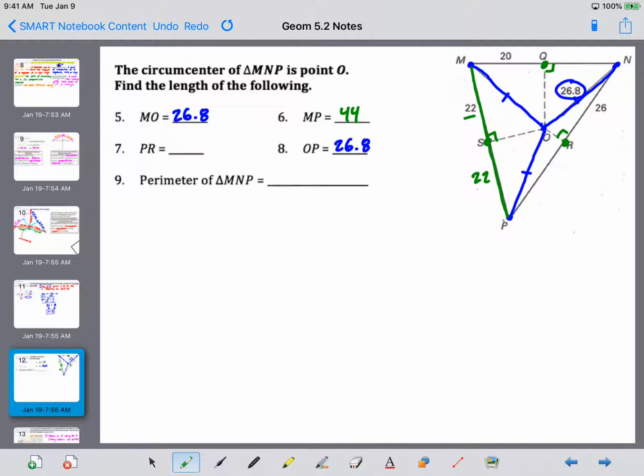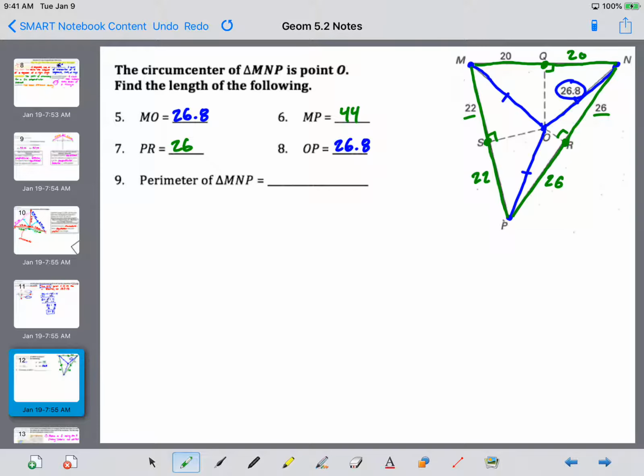And we can use that same idea over here for PR. Well, we know R is the midpoint because it's the perpendicular bisector. So from P to R has to be the same as this. So it's also 26. And then we're going to use this to find the perimeter. So lastly, we know that Q is the midpoint up here. So these both have to be 20.